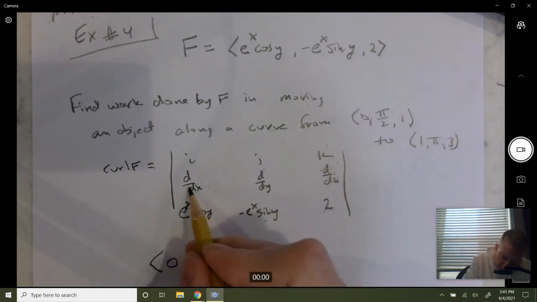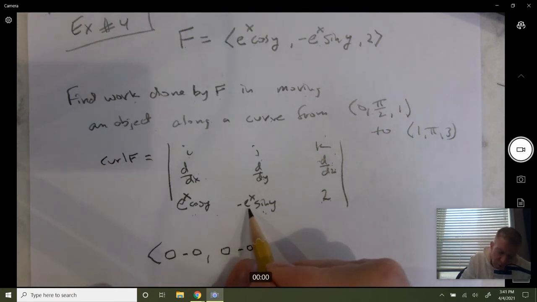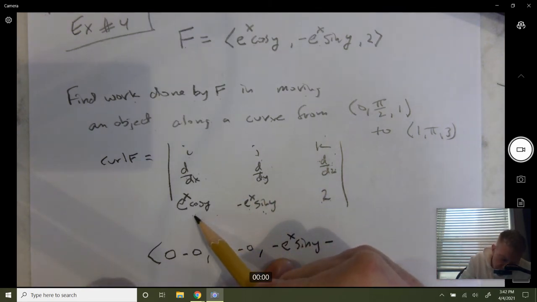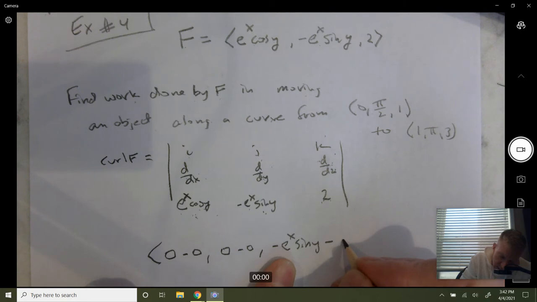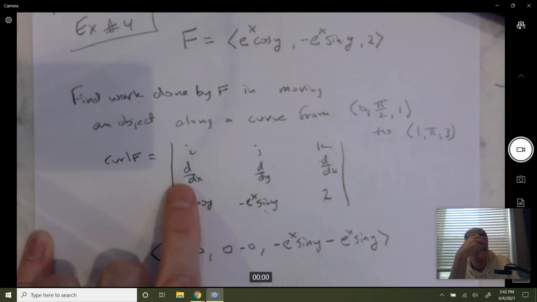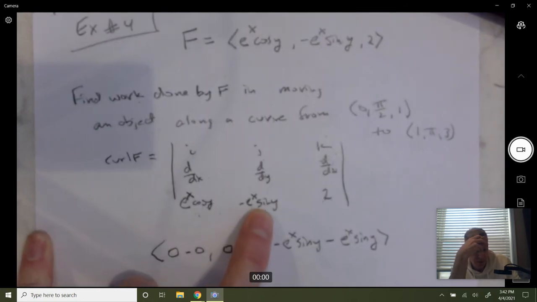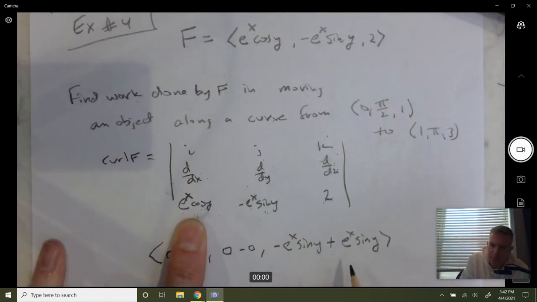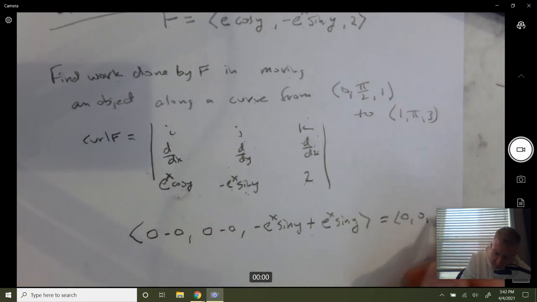And then in the k direction, I've got the x derivative of this, which should be negative e to the x sine y, minus the y derivative of this, which is going to be e to the x sine y. Oh, this is negative, so minus a negative becomes positive. So you do in fact get 0, 0, 0.